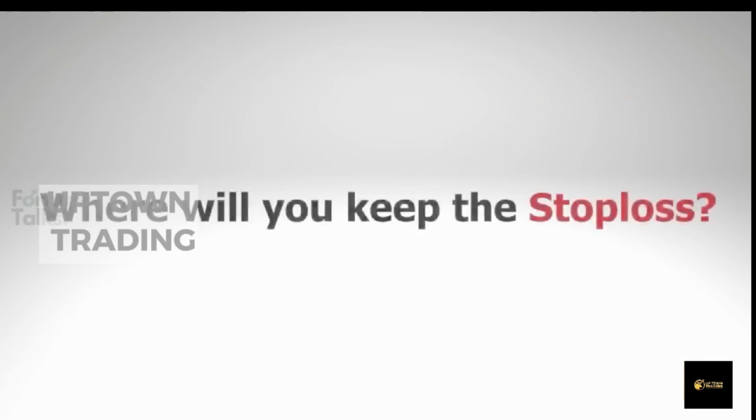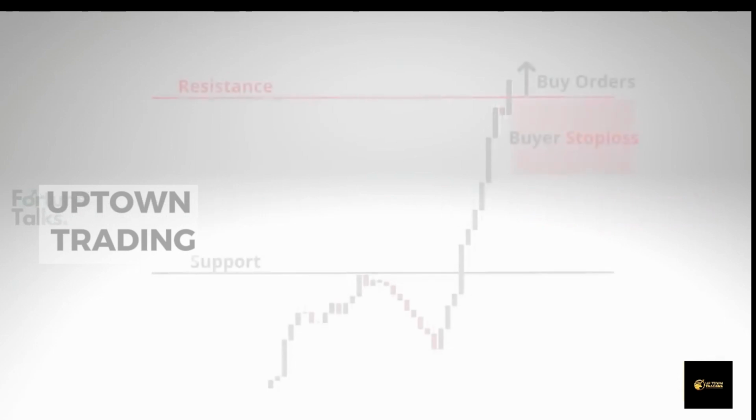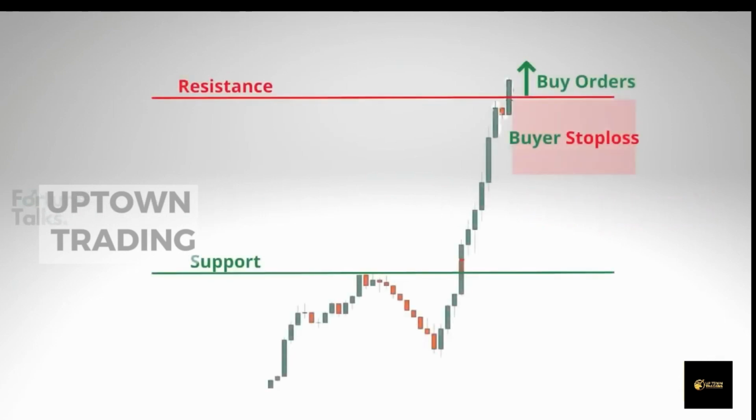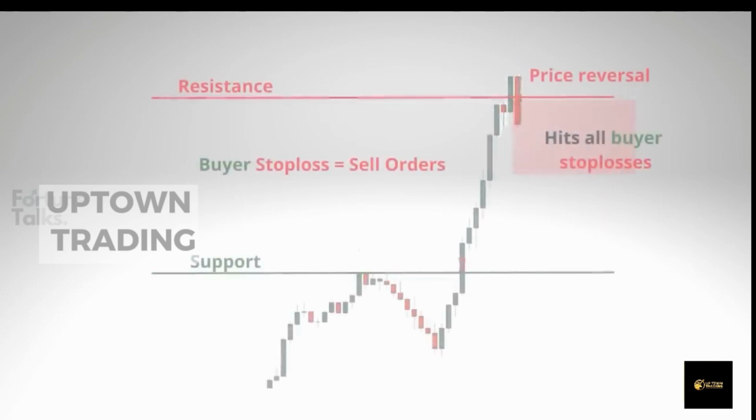Now this is where the twist in the plot comes. Where will you put your stop loss? Because you are taking a breakout trade, it is pretty obvious that you will put your stop loss under the resistance, or maybe in the middle of the range or somewhere in that close vicinity. What is the importance of this? It means that if the breakout fails, it is going to hit all these clusters of stop loss orders that are placed under the resistance.